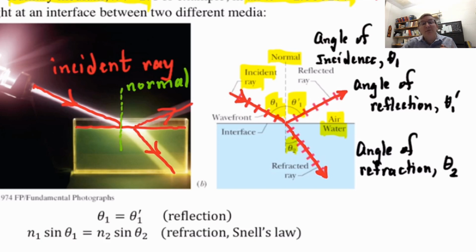Okay, so that's what happens. The incident ray comes in at an angle of incidence theta 1. Some of it's reflected back up at an angle of reflection theta 1 prime, and some of it is bent, refracted into the new material at an angle of refraction theta 2. How are these various angles related to each other? Well, the answer is right here on the screen in front of us.